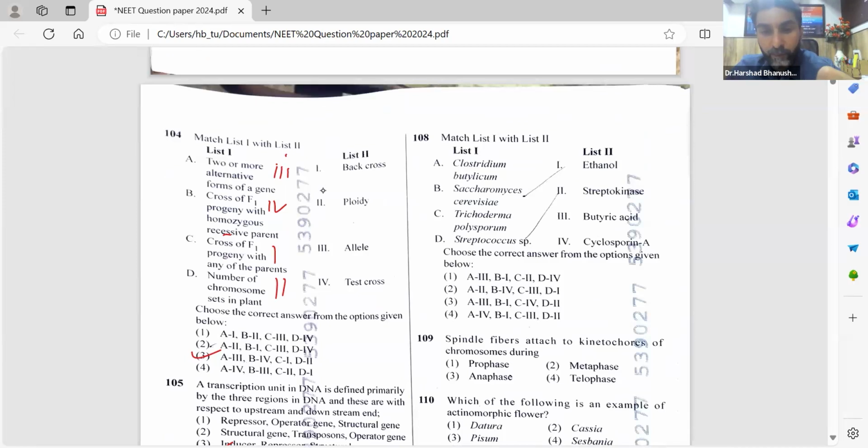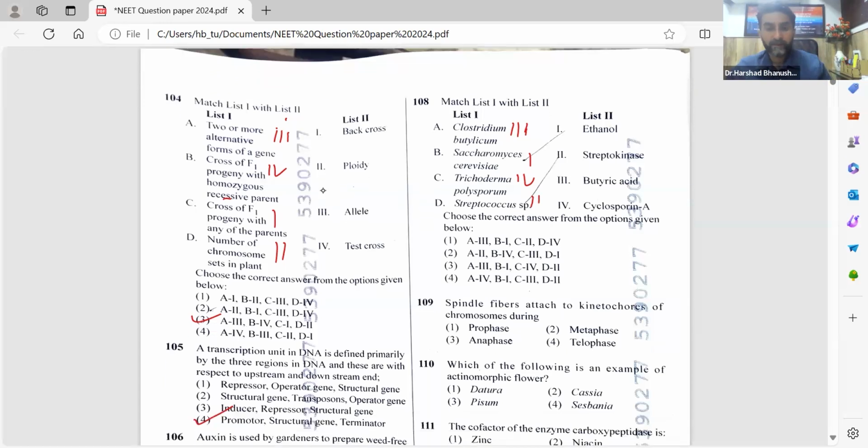Clostridium butylicum gives you butyric acid, which is A3. Saccharomyces gives you ethanol, which is C1. Now B1. Trichoderma is responsible for cyclosporin, that is C4. And A3, B1, C4, and D2 is option number 3.